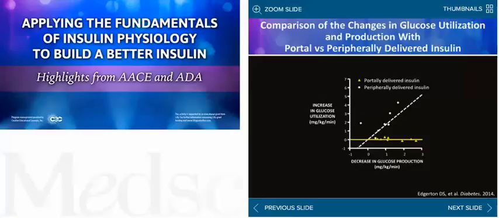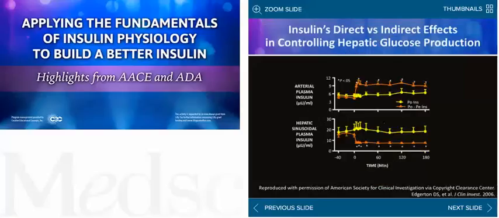If you do the same thing delivering it peripherally, which of course is what you have to do when you treat patients with insulin therapeutically, subcutaneously, you see that you cannot inhibit glucose production without also activating glucose utilization. And that's important. How important, then, is the portal insulin delivery rate?